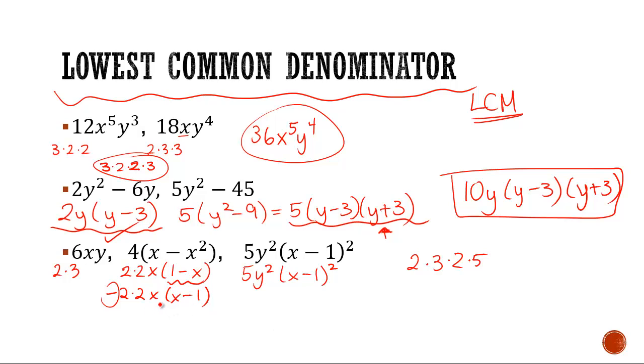But what this means for us is we need to have one x, that's the highest exponent on x. We need to have two y's because that's the highest exponent on y. And we need to have two x minus 1's because that's the highest exponent on the x minus 1 term. And so now when we multiply that through, that's 60 x y squared (x minus 1) squared.